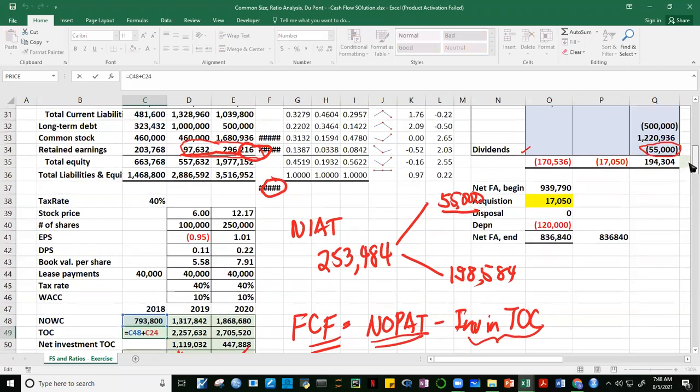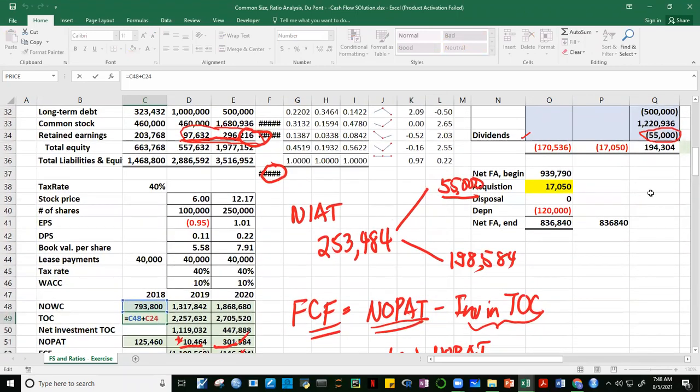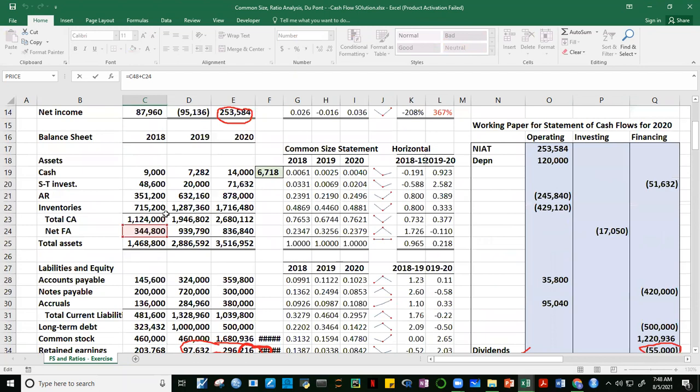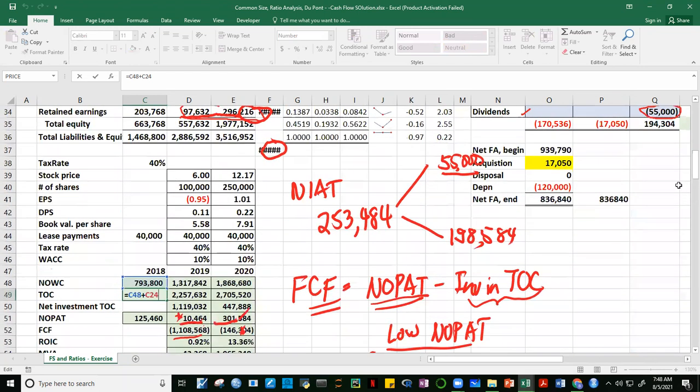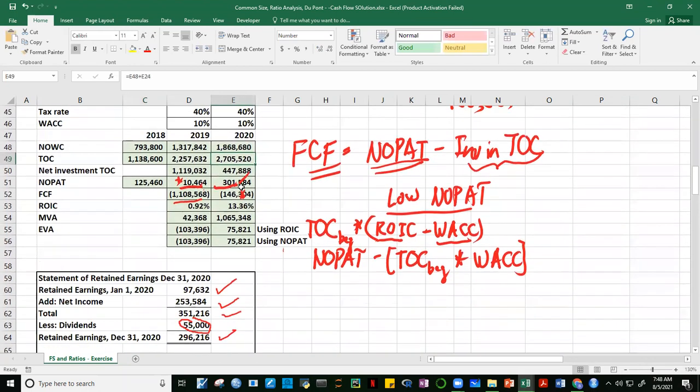Now, we need to compute for the total operating capital, and total operating capital is computed just by adding your NOWC and your net fixed assets. So, sinama natin guys yung NOWC natin at saka net fixed assets to get your total operating capital. Okay, so this is the total operating capital for 2018, 2019, and 2020. Okay. Then, based on this, the total operating capital, we can now compute for the net investment in TOC.